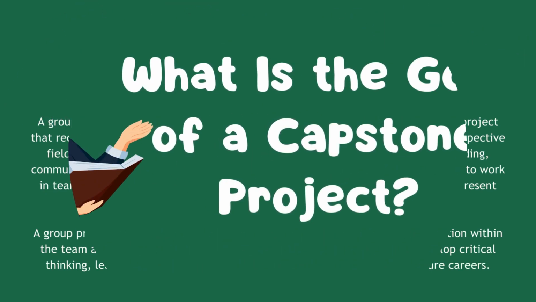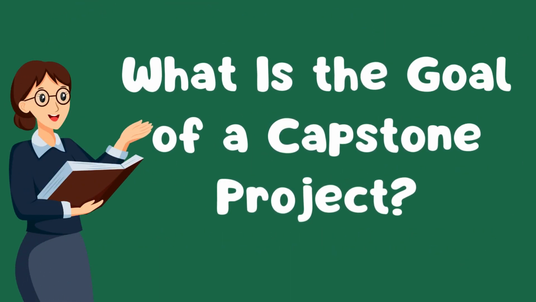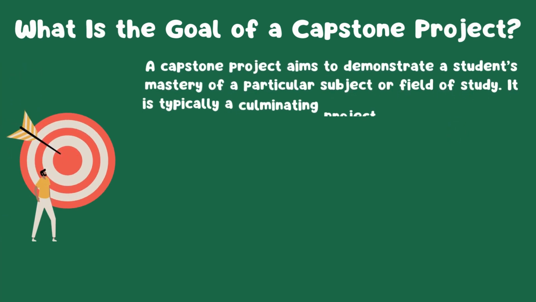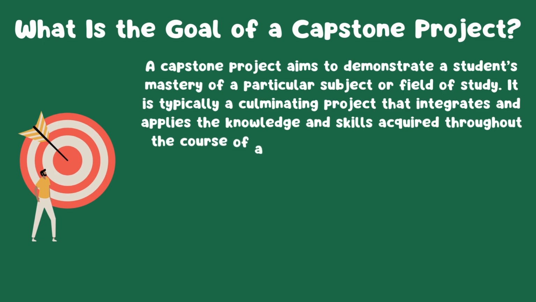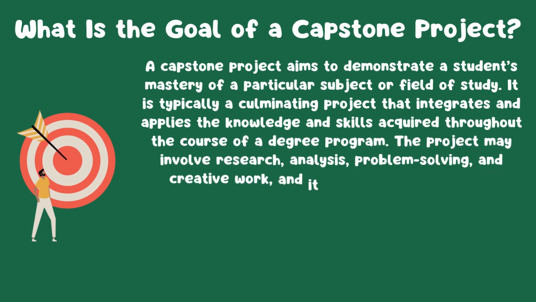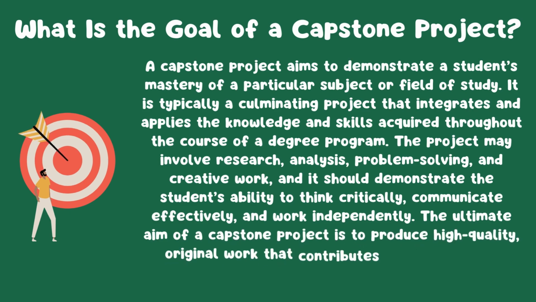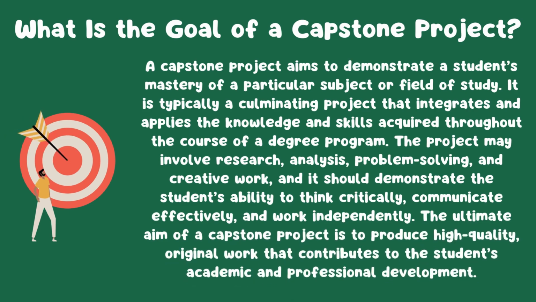What is the goal of a capstone project? A capstone project aims to demonstrate a student's mastery of a particular subject or field of study. It is typically a culminating project that integrates and applies the knowledge and skills acquired throughout the course of a degree program. The project may involve research, analysis, problem solving, and creative work, and it should demonstrate the student's ability to think critically, communicate effectively, and work independently.